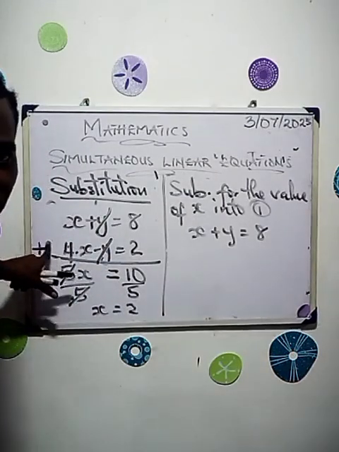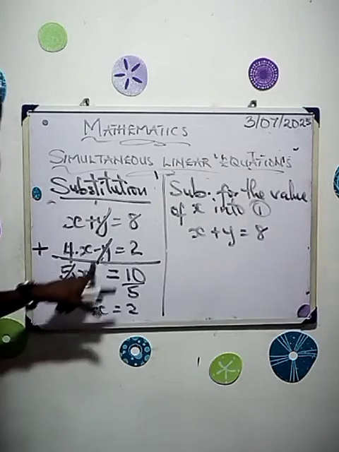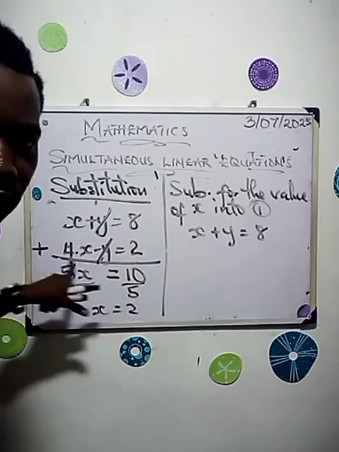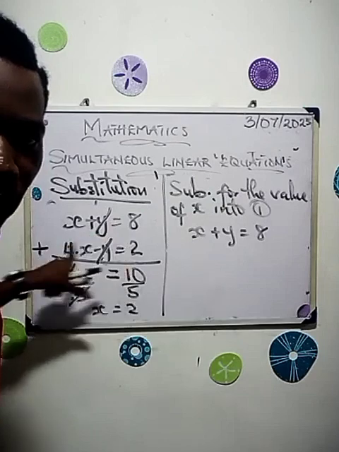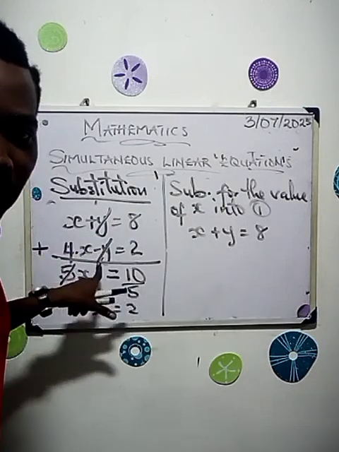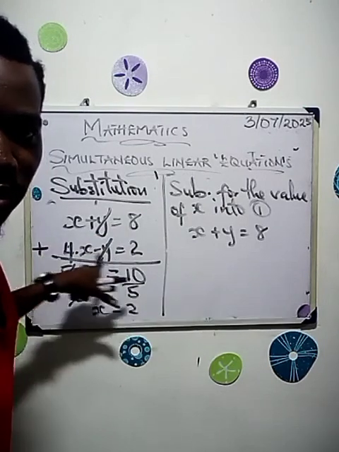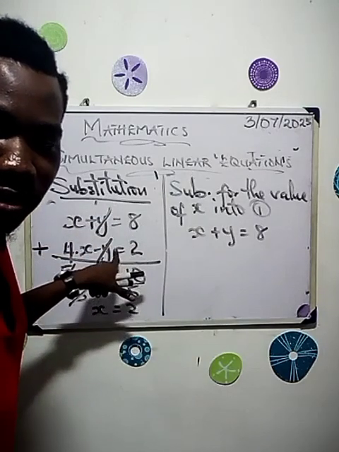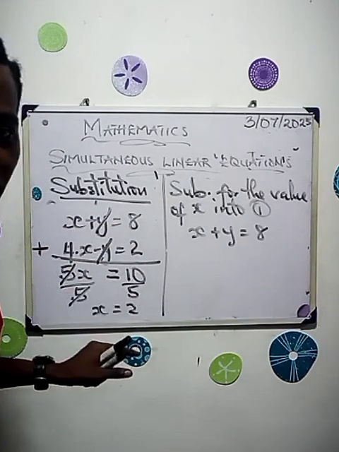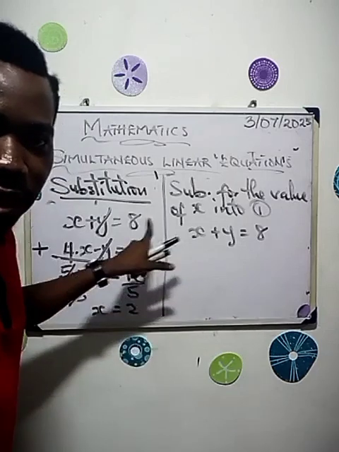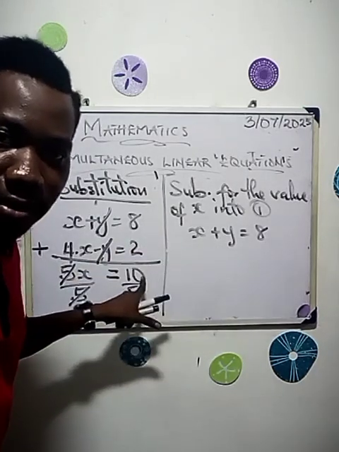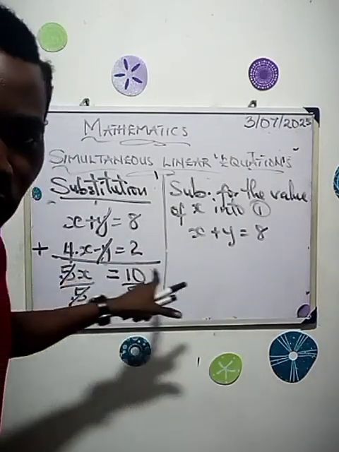So now x plus 4x gives us 5x. Plus y plus minus y. Plus y, which is y, plus minus y. Plus times minus will give us minus. So y minus y is 0. So y has been cancelled out. Equal to 8 plus 2, 10. So now we have 5x equals 10.